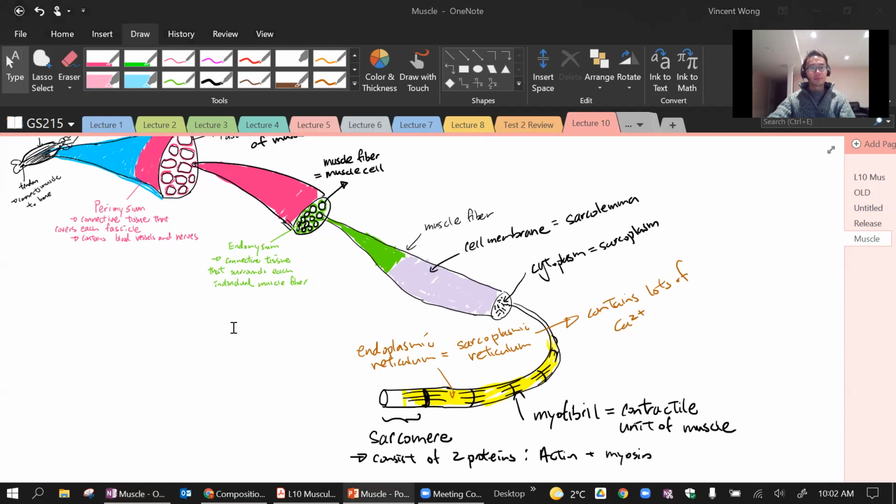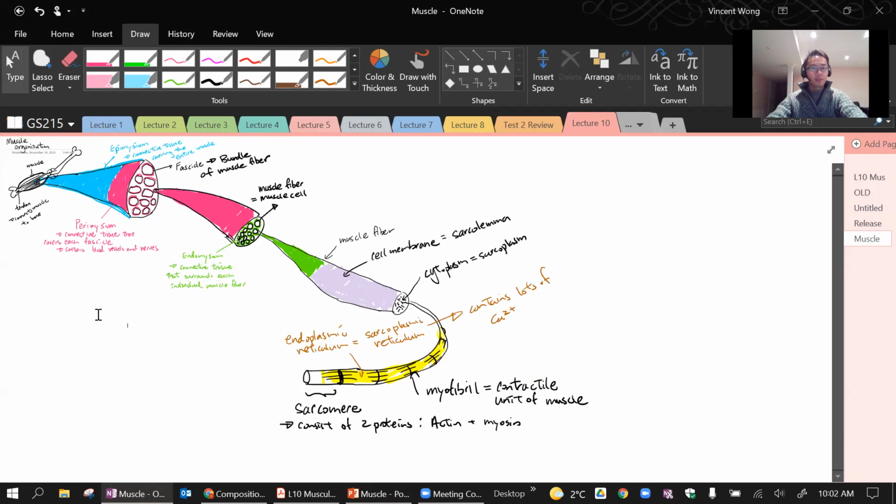Sarah, can you try to zoom out so we can see the entire image? Of course. Yeah, but I don't know if you can see the text though. But there it is.